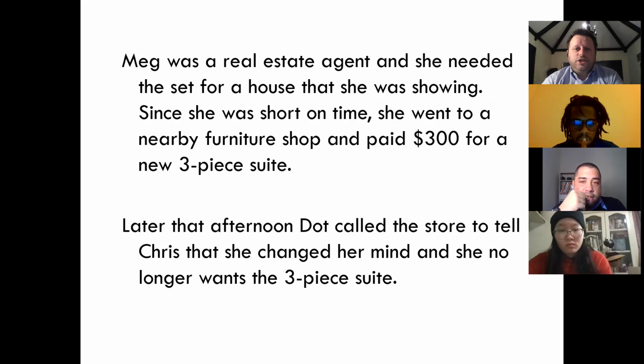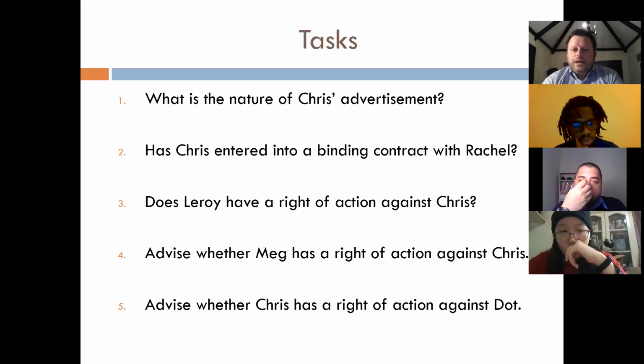Meg was a real estate agent, and she needed the set for a house that she was showing. Since she was short on time, she went to a nearby furniture shop and paid $300 for a new 3-piece suite. Later that afternoon, Dot called the store to tell Chris that she changed her mind and no longer wants the 3-piece suite. And here are kind of 5 questions that we should look at.